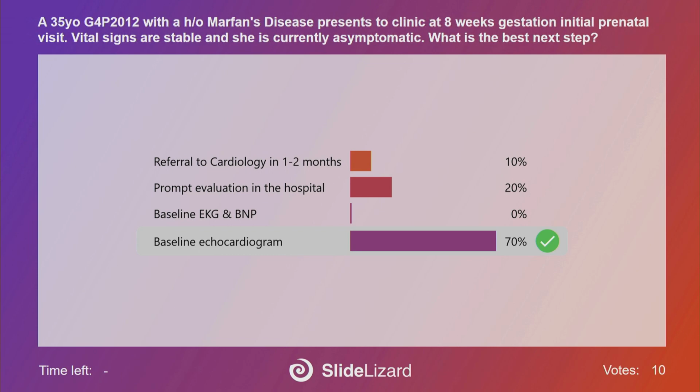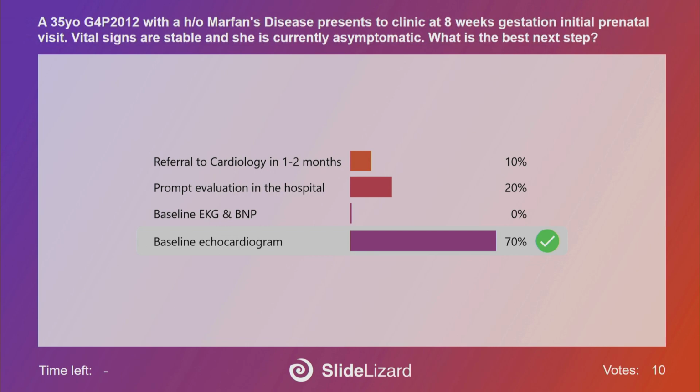Okay. This patient has Marfan's disease. However, she is currently asymptomatic, but it would still be good to get a baseline echo because with pregnancy, you can have worsening of aortic root dilation. It's good to get a baseline just to see what it's currently at. And with pregnancy, there's a risk of aortic dissection with dilated aortic roots. So it's good to get a baseline just to see where to start and then go from there.